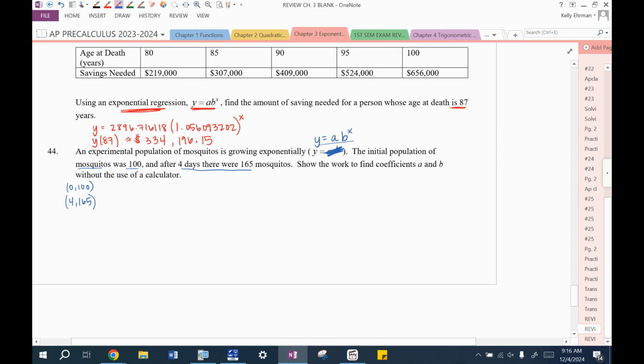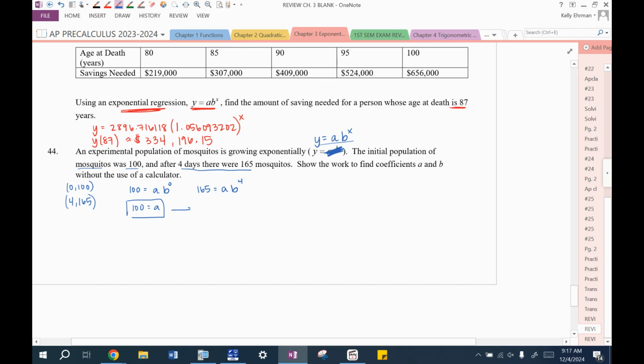So remember, this was from free response question number 2, where part A was just to set up your two equations. So plug these 2 points in, see what you're working with. So y is 100, and that's A times B to the 0 power. And then the other equation is 165 equals A times B to the 4th power. Part 2 of that question was to go ahead and solve. Now this one's easy because b to the 0 is just 1. So a equals 100. So we know that.